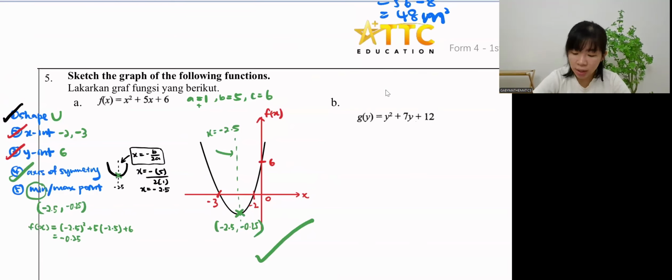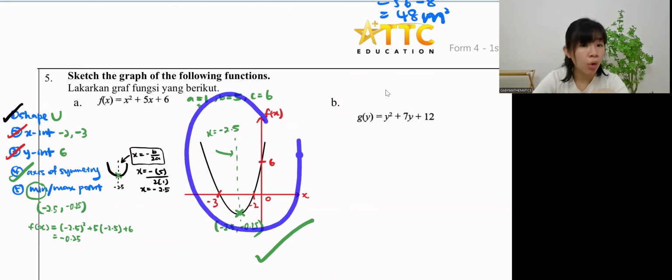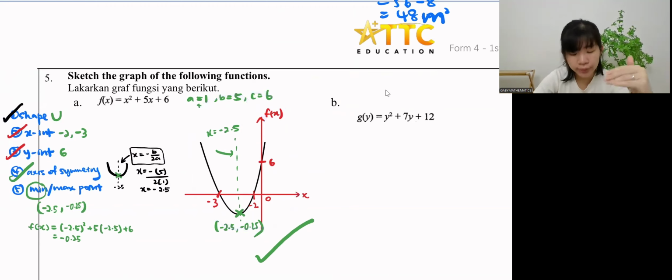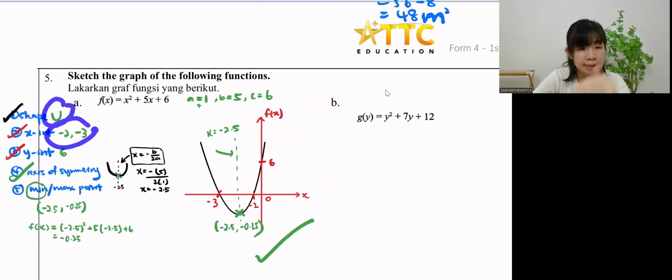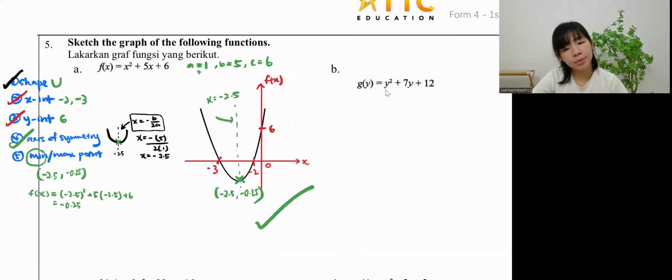Okay, for sketching graph, always remember these 5 things. And my suggestion is you find everything nicely first, all the information you found it, then only you draw. And when you draw, you follow the sequence. You draw the shape, you draw x-axis, you put x-intercept, then you will be able to plot y-intercept accurately. Okay, follow the sequence. Done. We go next one.